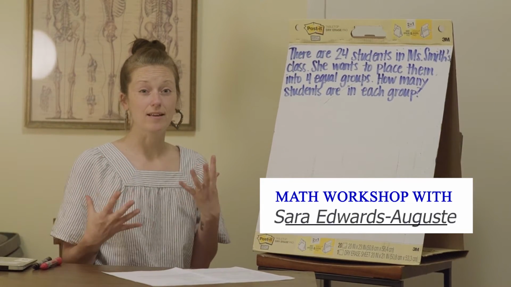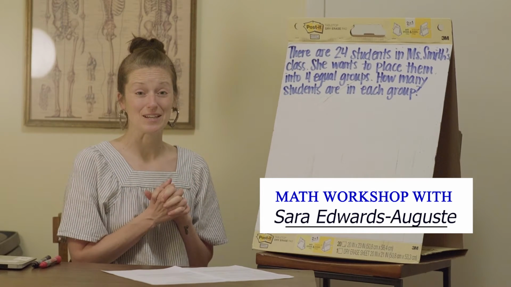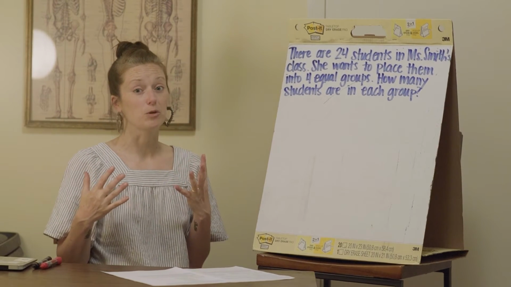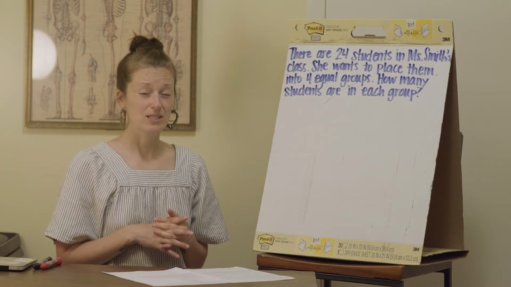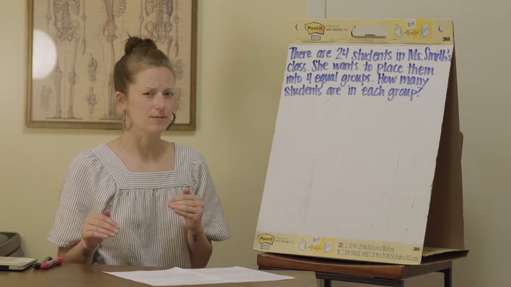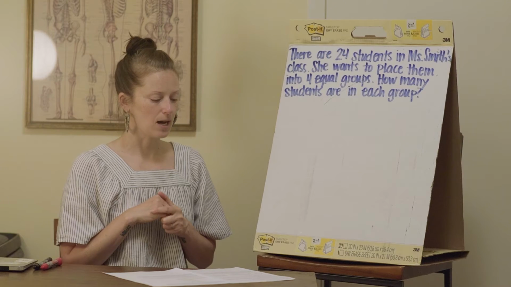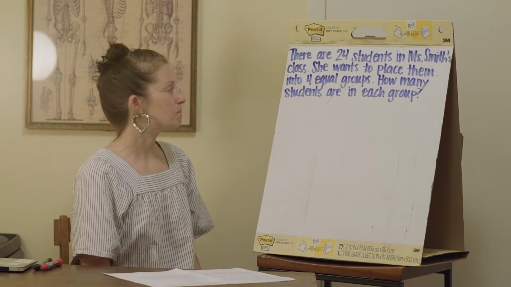So we're going to be starting our last unit of the school year, and this one's going to be working on multiplication and division again. So today we're going to start off by reviewing our division one more time. So let's read the story problem to help us begin.